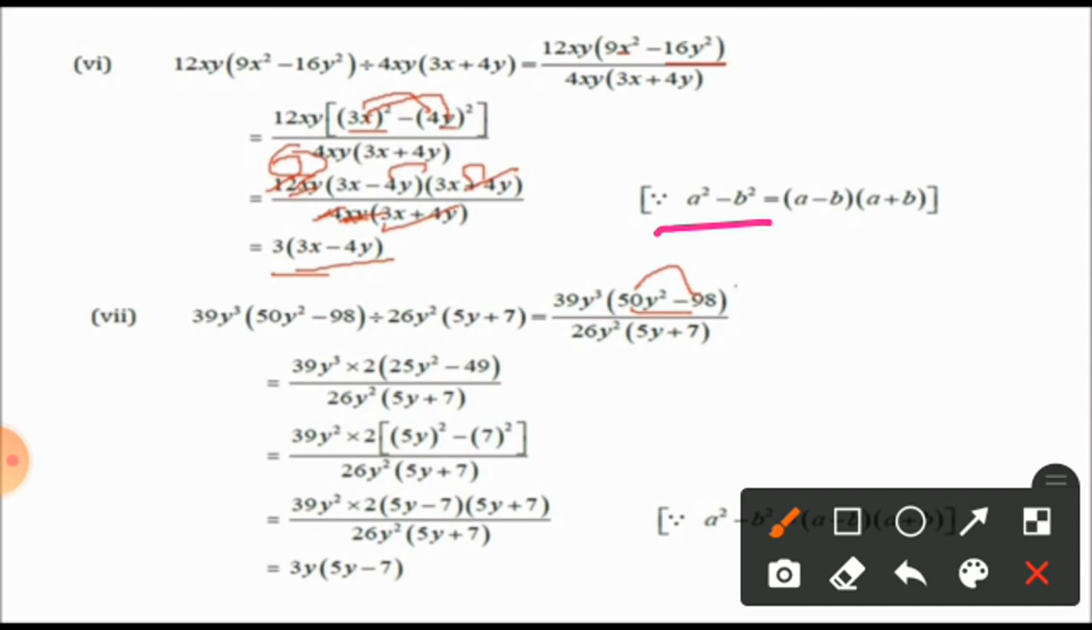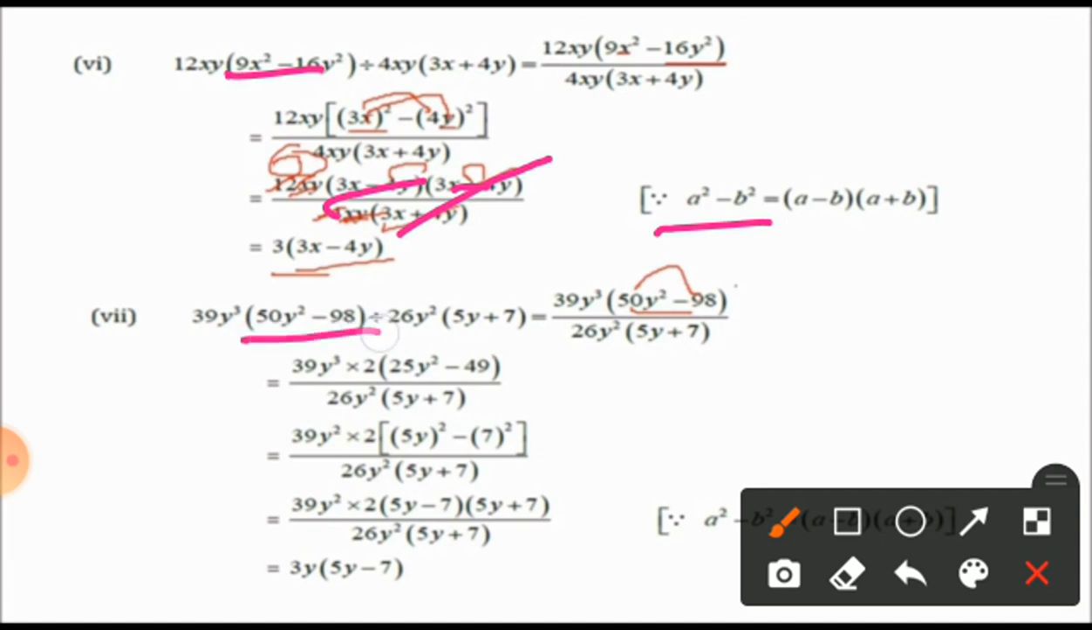So 3x square. Why 3x square? Because here it is given 3x, 3 3s are 9 and 4 4s are 16. So 3x and 4y all square, which gives me 3x minus 4y and 3x plus 4y. Both 3x plus 4y will be cut out. Only 3x minus 4y is left, and here 3 3s will be the answer.